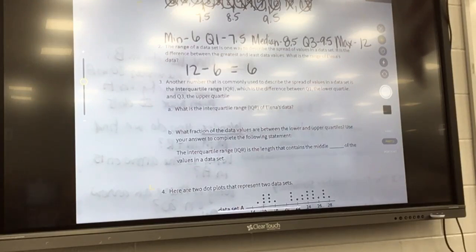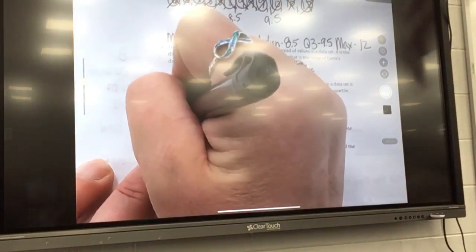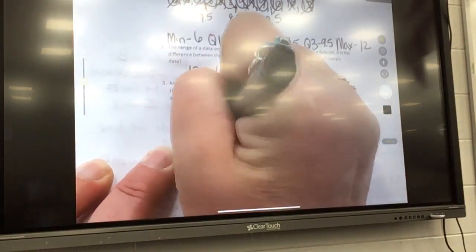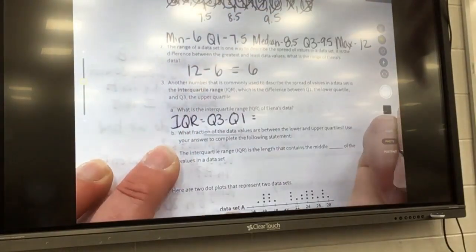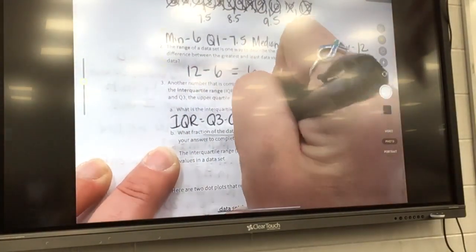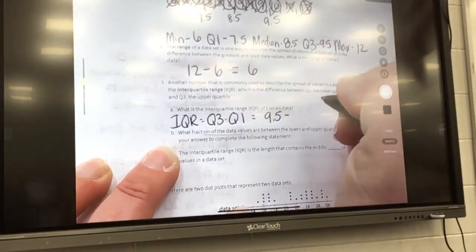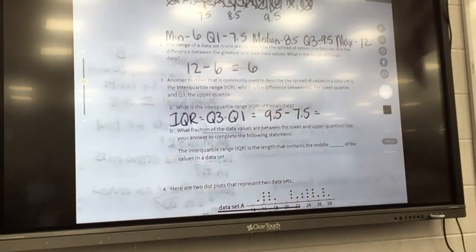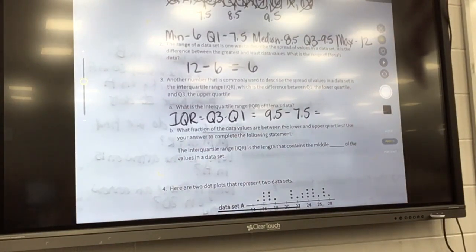What two numbers are we going to be subtracting to find the IQR? Q3 and Q1. Alright, so right here, I'm going to write IQR equals Q3 minus Q1. So my Q3 is 9.5 minus my Q1, which is 7.5, which is what? It's 9.5 minus 7.5. Raise your hand. Yes, sir. 2.